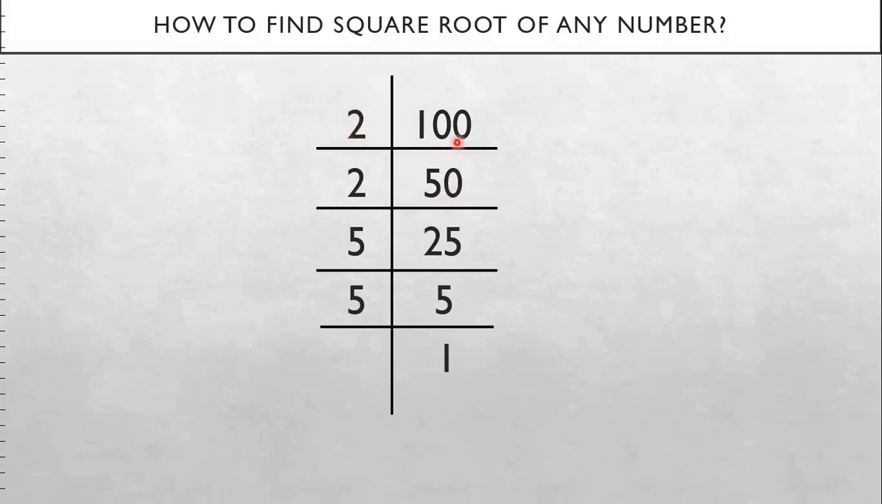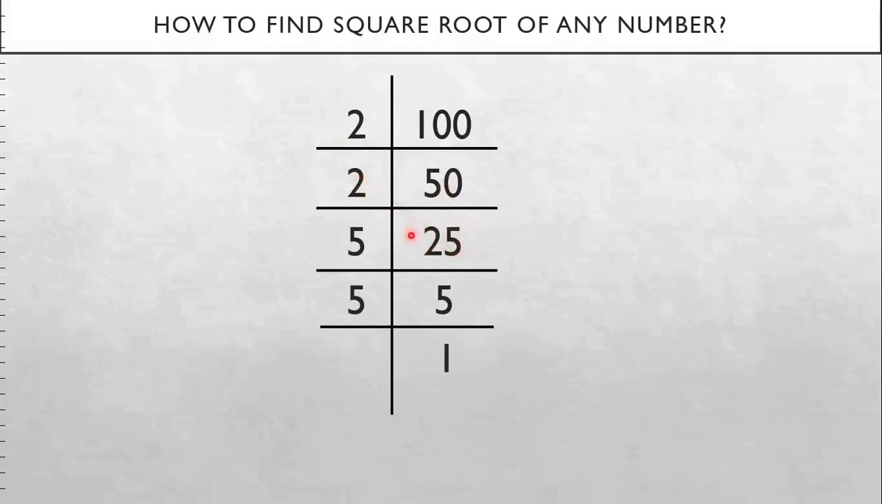So 2 5s are 10 and 2 zeros are 0. Now I have 50, and 50 I can divide by many numbers. But what I recommend is that you go with 2 itself. Go with 2 till the time you can divide the numbers by 2. So we take 2, 2 2s are 4 and 2 5s are 10.